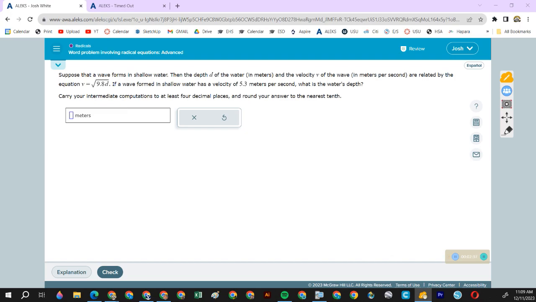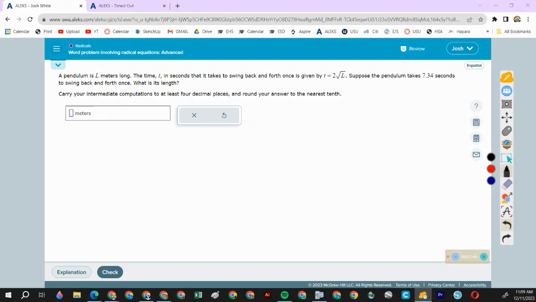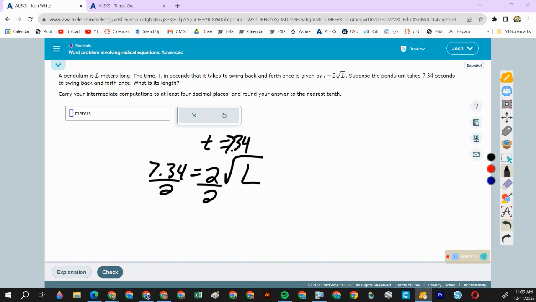No? Do you need me to do another one? One more. Okay. All right, so t equals 2 times the square root of L. What if t equals 7.34? So 7.34 equals 2 times the square root of L. First off, does this have an answer? Can 2 square root L equal 7.34? Yes. So we divide by 2. That goes away. And then we just square both sides. Okay, that should be one of the easy ones as well.